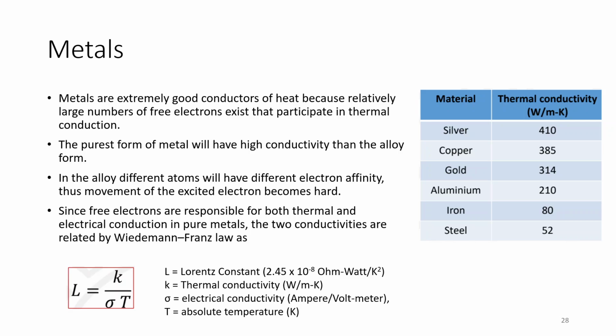So these are various materials and their thermal conductivities. Silver has the highest, 410, then there is copper 385, and then gold 314, then aluminum 210, and then iron 80 and steel 52.